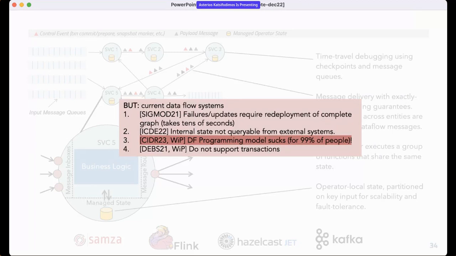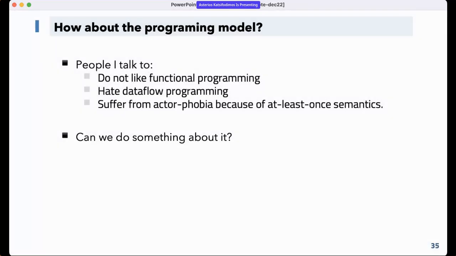The second problem that you will have, which is basically closest to the PL community that we are here today, is that the Dataflow programming model sucks. And I'm sorry if somebody feels uncomfortable with what I'm saying. I'm just talking about what people tell me. Okay, people I talk to do not like functional programming, and they hate Dataflow programming. Okay, if anyone wants to debate this, I'm very happy to debate it.